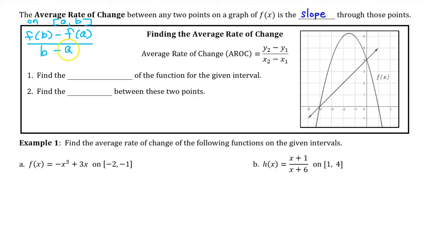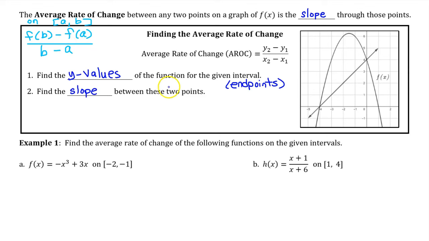However, I would prefer that you think of it this way. The average rate of change of f of x on the closed interval from a to b is f at b minus f at a divided by b minus a. And yes, this is another way of saying y2 minus y1 over x2 minus x1, but this is how we do it in AP Precalculus and AP Calculus.